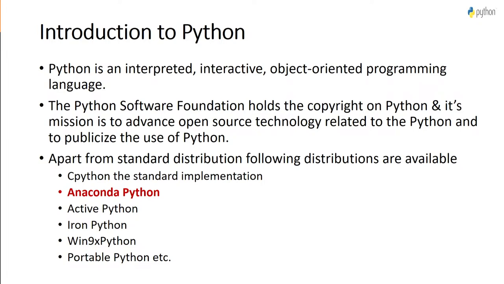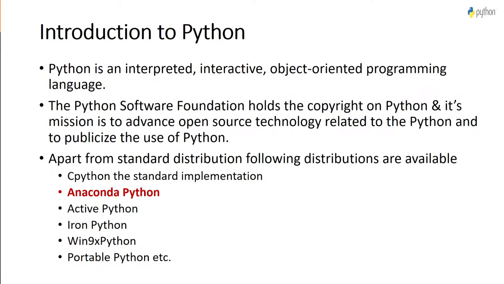So the Python Software Foundation holds the copyright on Python and promotes Python. There are different distributions of Python available. The standard distribution is called CPython. Whatever Python you download from python.org is the standard implementation of Python, called CPython. Another popular distribution is Anaconda Python. We will be using Anaconda Python during our course, and later I will demonstrate how to download, install and use it.